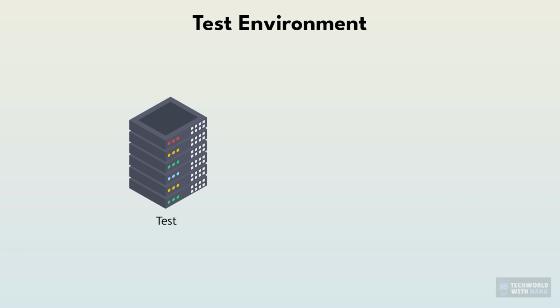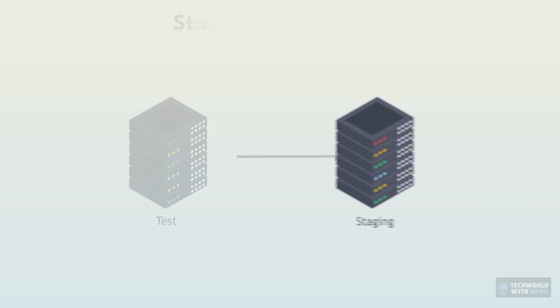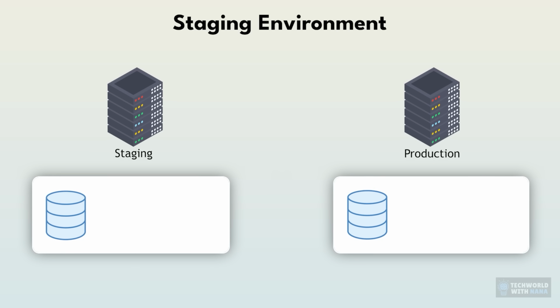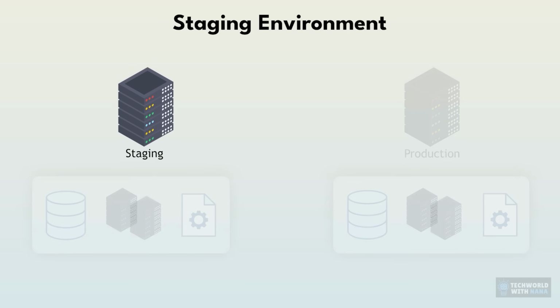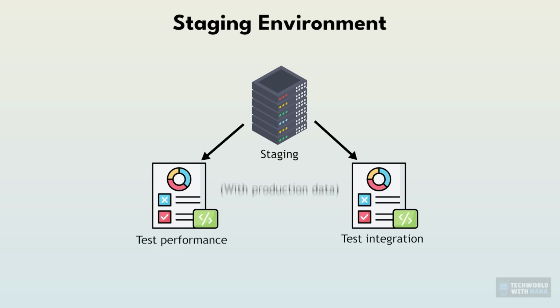Once your feature passes the manual testing on the test environment, your code moves to staging. This environment is a clone of production. Same database size, same number of servers, same configuration. And staging is where you test performance and integration with production data.